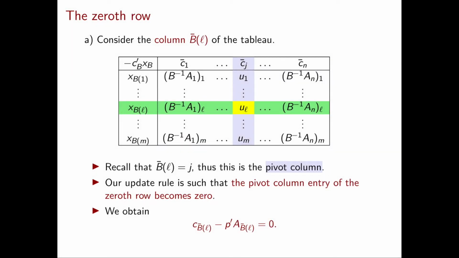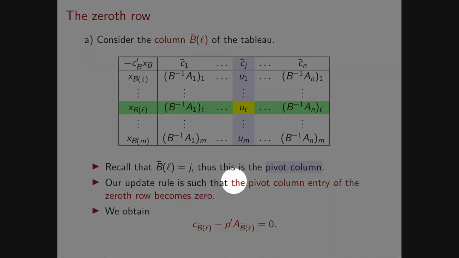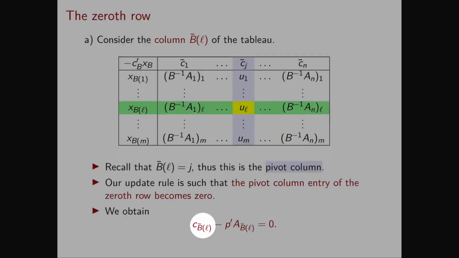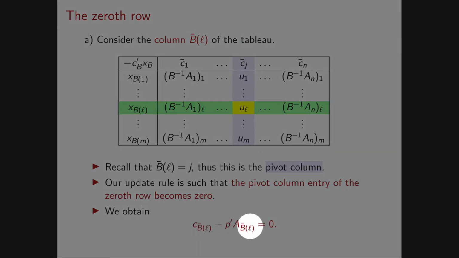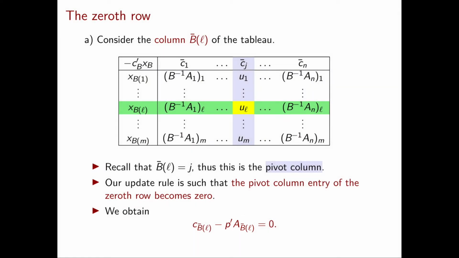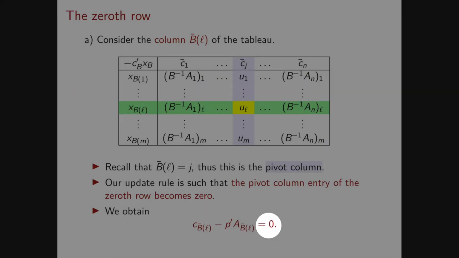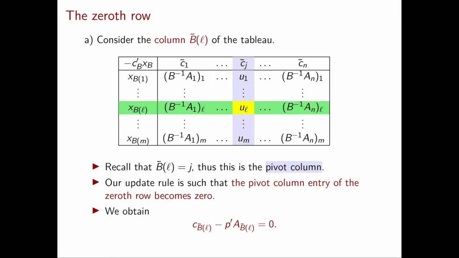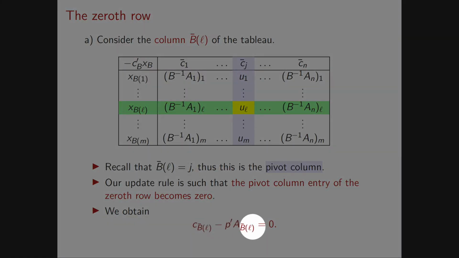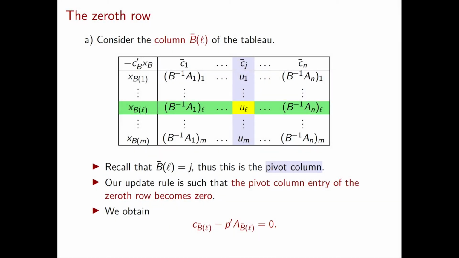So what happens in these columns of the zeroth row once we apply our update rule? The update rule says that the pivot column entry of the zeroth row should become 0. This means that the index B bar L of the formula we computed in the previous slide should be equal to 0, namely C B bar L minus P transpose A B bar L equal to 0. So in this first case, we were able to obtain this equation. Let's remember this equation and proceed to the next case.